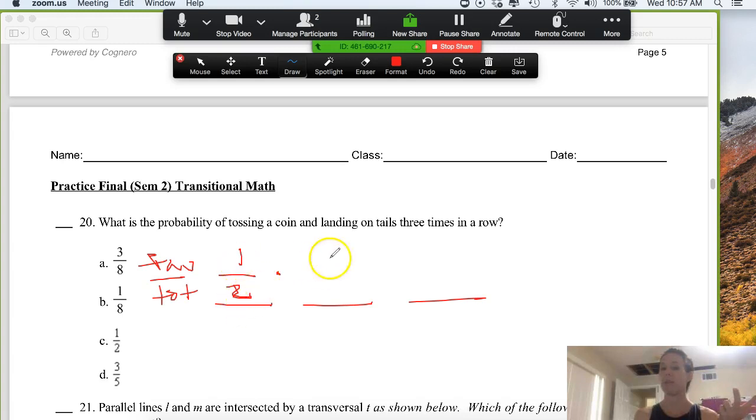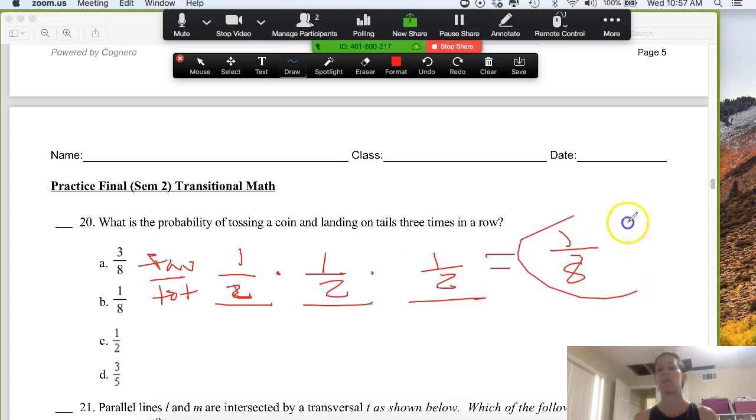Okay, so you do it 1 time, then you do it again, same thing. Then you do it again, same thing. So you just have to multiply your probabilities together to get the total chances of it happening 3 times in a row. So 1 times 1 times 1 is 1. 2 times 2 times 2 is 8. So 1 out of 8, that's the chance of it happening 3 times in a row.